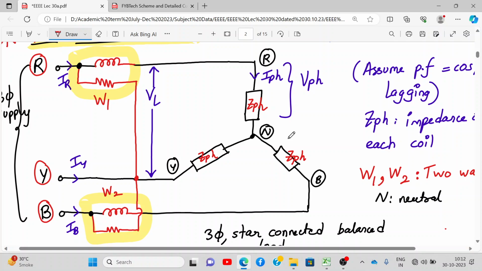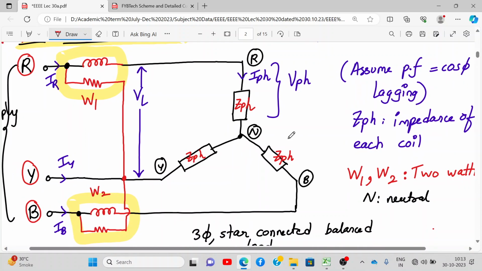Here, just listen till the time you draw. Completed drawing. So we are assuming a lagging power factor. What do you mean by lagging power factor? That means your load, which is Z phase, is inductive load. Okay, it's an RL load. We have not shown it, but whenever we have a power factor lagging, that means it's an RL load. And N is the neutral point.